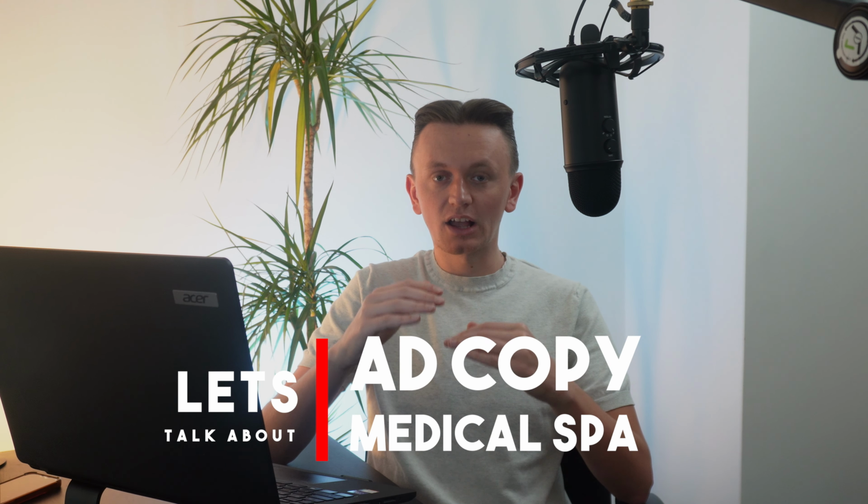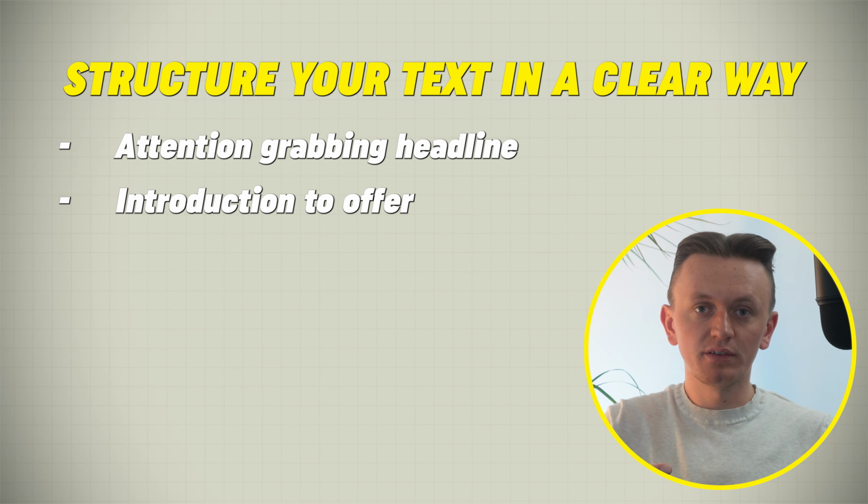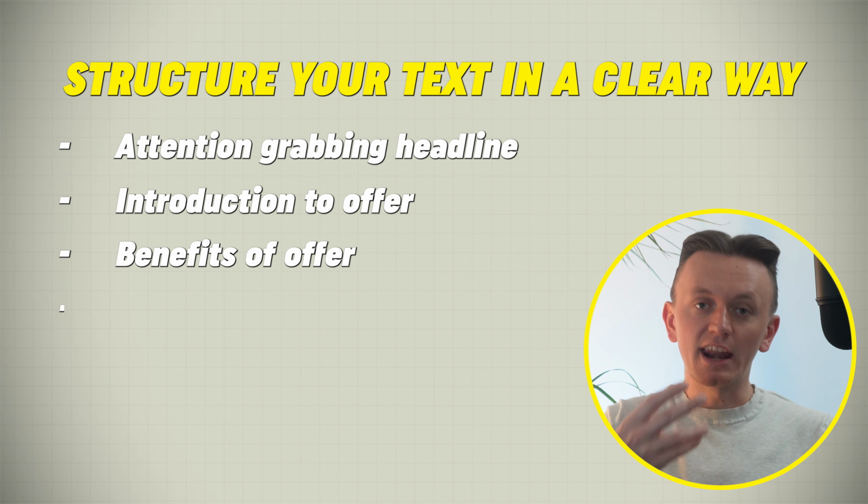So after you've worked on the videos, now it's time to talk about the ad copy. What text are you going to use in your advertisement in order to get people to become interested and to sign up for the offer that you have? The structure that we follow is attention-grabbing headline, introduction to the offer, the benefits of the offer, and a call to action. Keep in mind, when you're creating your ad copy, make sure to keep Meta's ad policy in mind, because you can't use specific words.